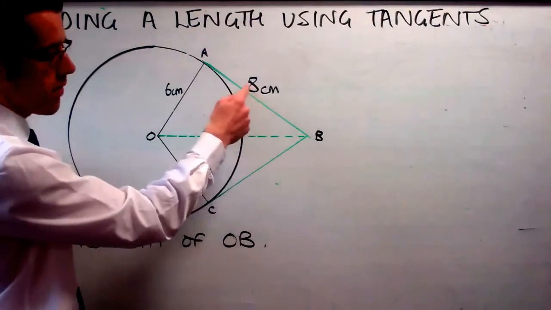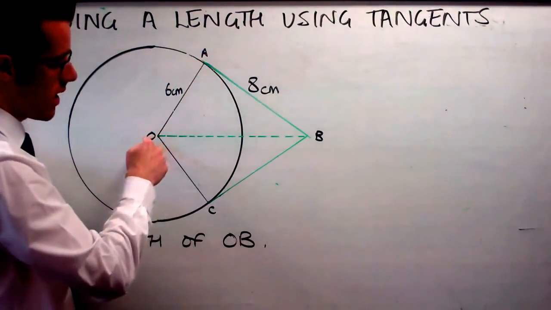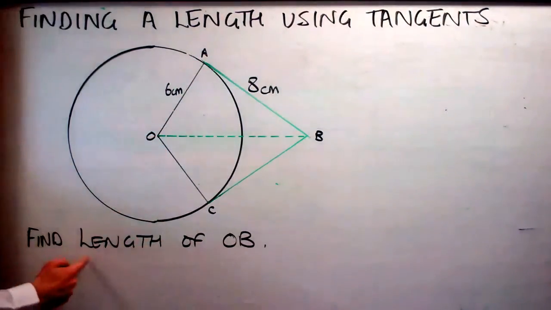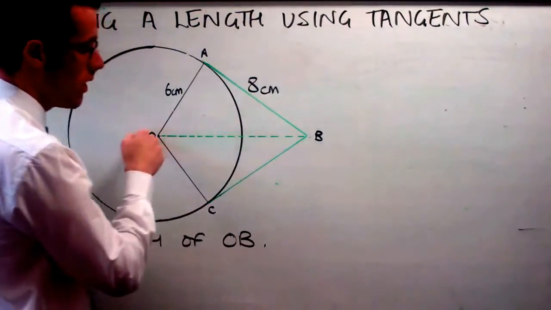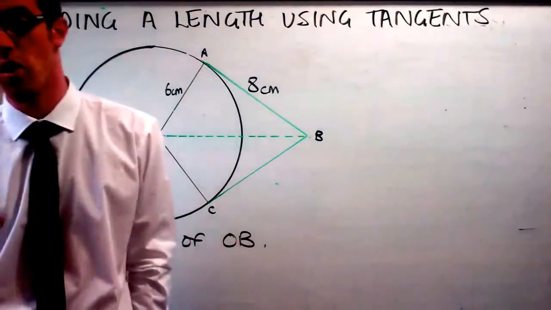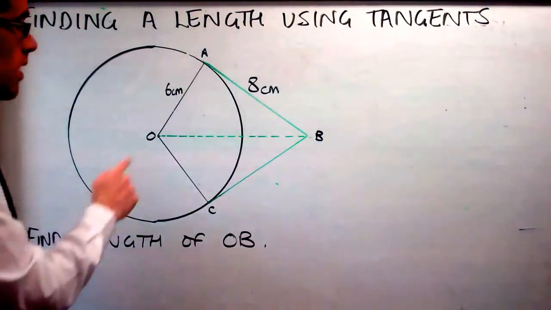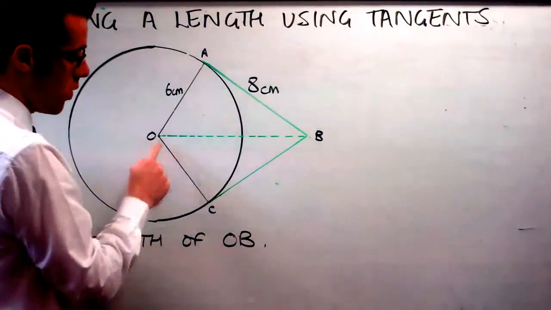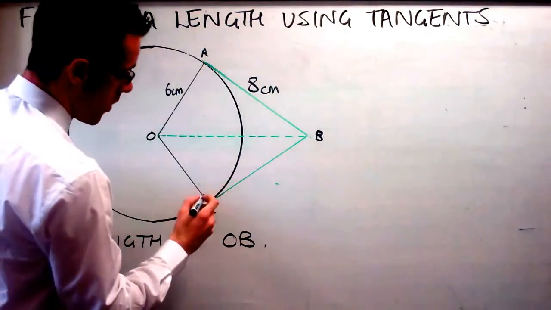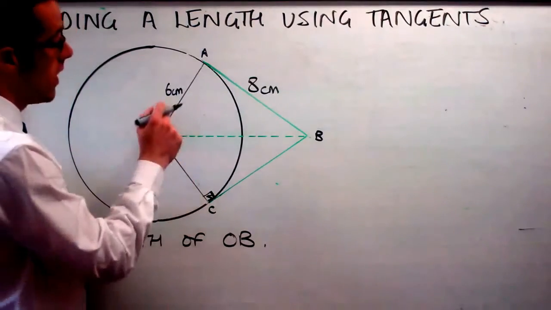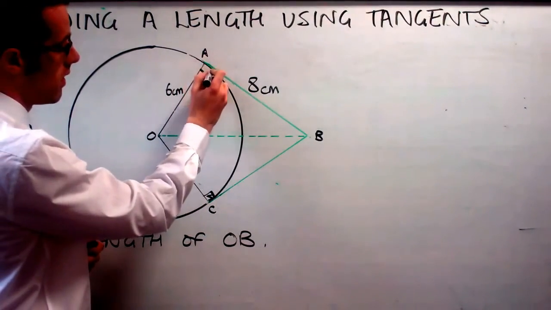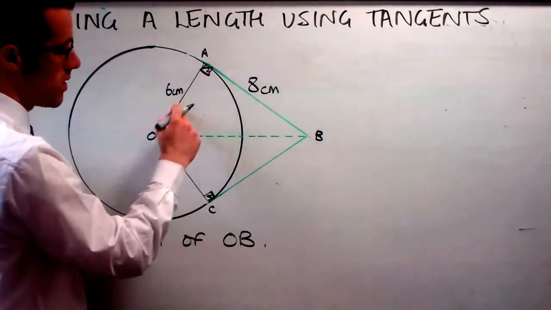We've been given some lengths, so we've got 8 centimetres and 6 centimetres, and the question says, find the length of OB. Now OB here is a dotted line, okay? So the first thing we have to establish is, where is the right angle? So this is a radius, this is also a radius, so that means that we're going to have a right angle here, where it intersects with the tangent, and we're going to have a right angle here, where the radius and the tangent meet.